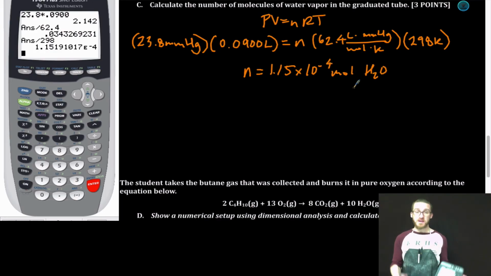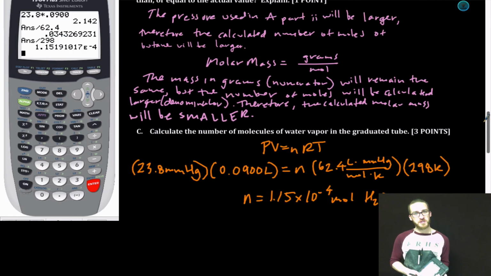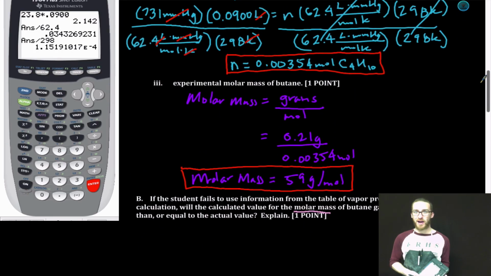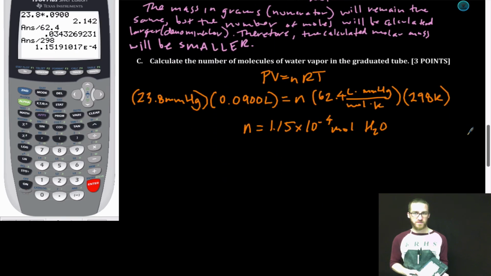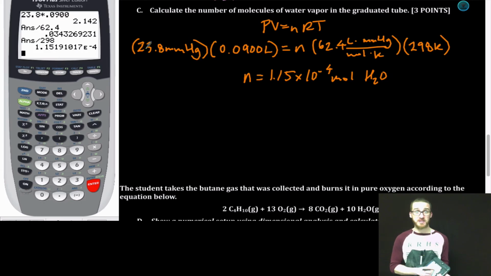Now stop, think about this. Look at the calculation that you just did for part C and go up to part A subpart II. We did the PV=nRT calculation for the butane gas in that graduated tube. It exerted a much larger pressure, same volume, same temperature, same gas constant. So I have a much larger number of moles of butane gas than water vapor in that same graduated tube because the water vapor is exerting much less pressure. So there's got to be a lot less water vapor banging around in there. Volume, constant, temperature are all the same. So it makes sense that my number of moles of water vapor is less than my number of moles of butane.